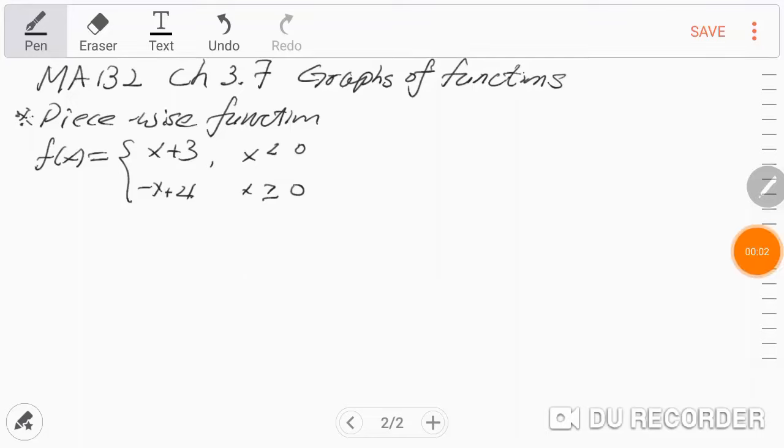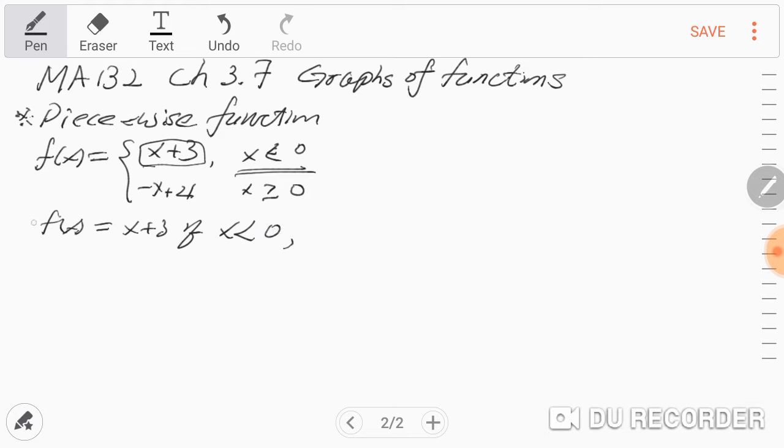In this example, let's graph a piecewise function first. A piecewise function has more than one expression, depending on the input. So if the x values are less than zero, then the function is x plus 3. So actually this has two functions: f of x equals x plus 3 if the input is less than zero, and f of x equals negative x plus 4 if the input is greater than or equal to zero. So there are two different functions that we need to apply.